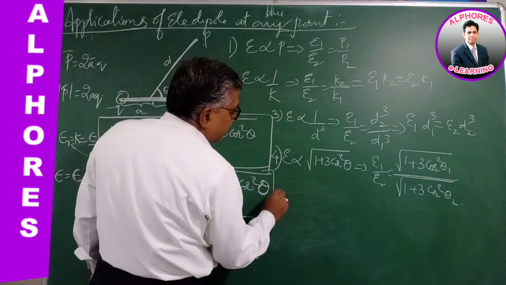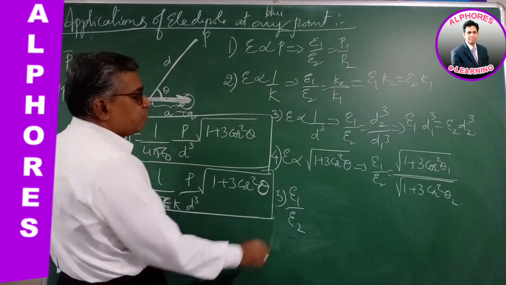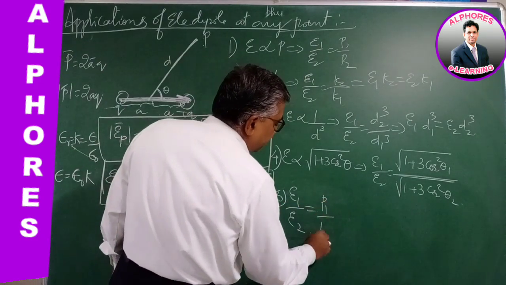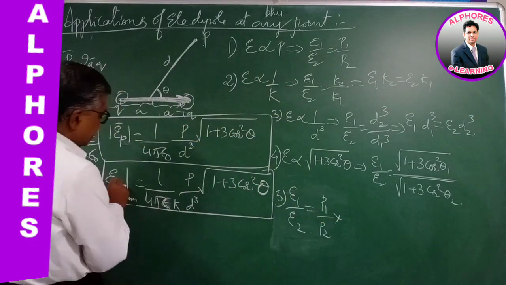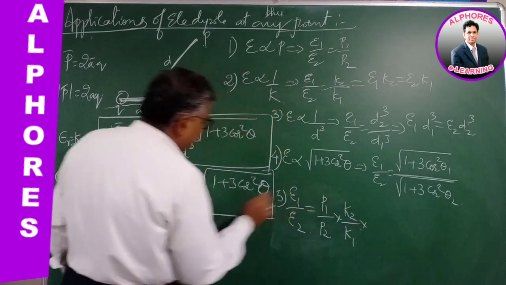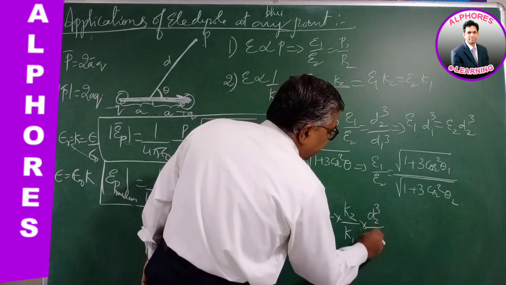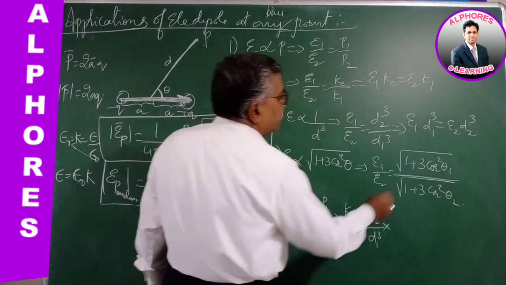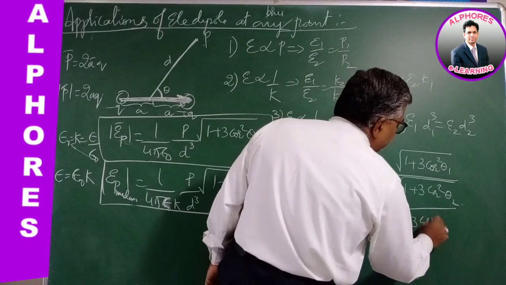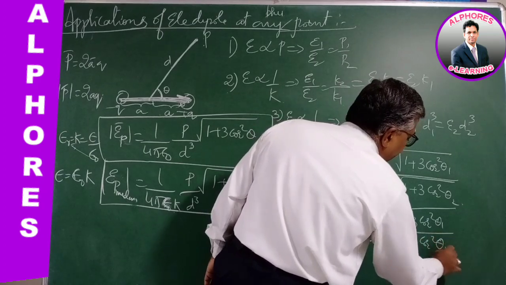Considering all these things, putting everything in one entity: E1 by E2 is, first, dependent on the dipole moment, P1 by P2. Second, it is inversely proportional to the dielectric constant, K2 by K1. It is inversely proportional to the distance, d2 cube by d1 cube, into the square root of 1 plus 3 cos square theta 1 by 1 plus 3 cos square theta 2.